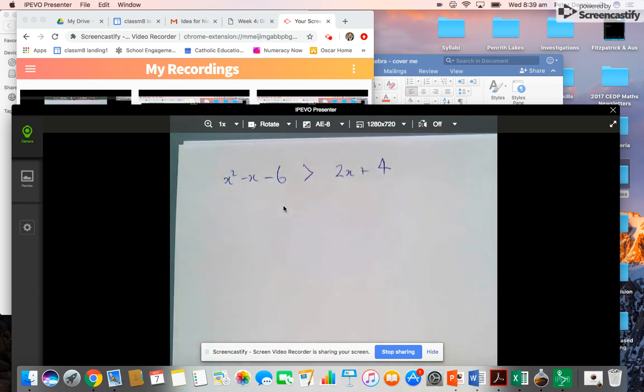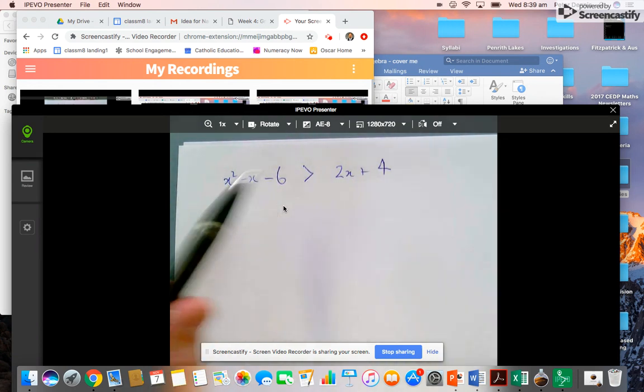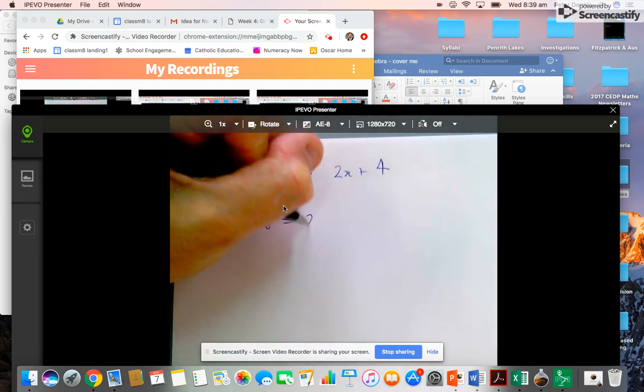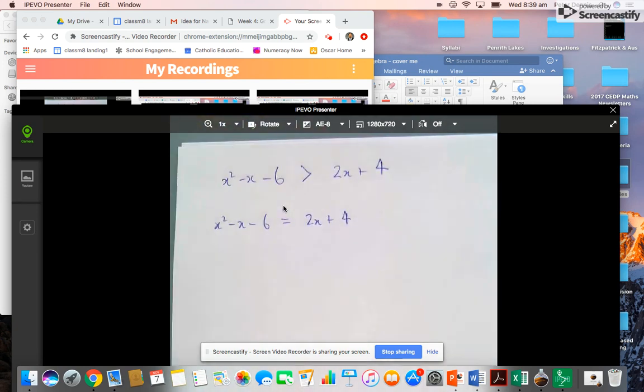Okay, so what we're going to look at today is solving inequalities. Now I'm going to do this slightly different to the way Alan does. I'm not going to worry about the greater than or less than sign at all. I'm just going to look at the equals. So x squared minus x minus 6 equals 2x plus 4. And I'm just going to solve this to find what I call critical values.